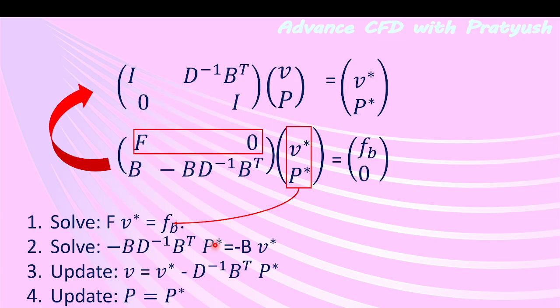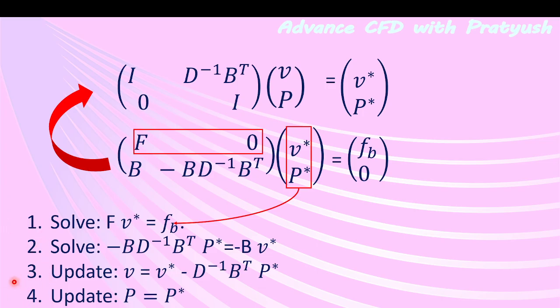Now with this P star and V star we go to the top step where we are correcting the velocity, so that it follows the continuity equation. If we solve these two equations, this identity matrix, we have V equal to V star minus D inverse into B transpose into P star. So using this P star and V star, we are correcting the velocity, and this P star is already the corrected pressure.